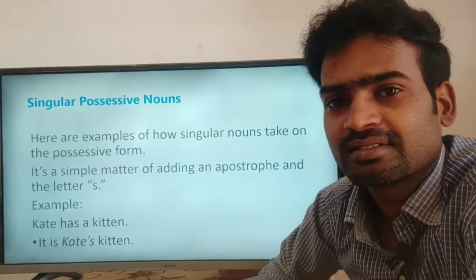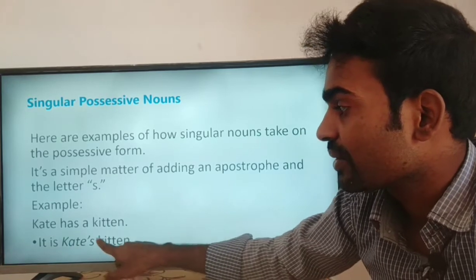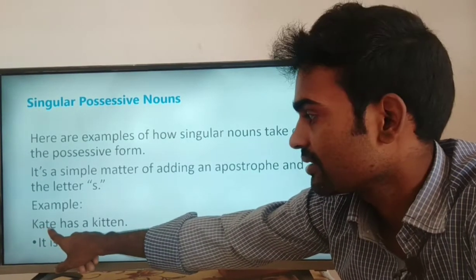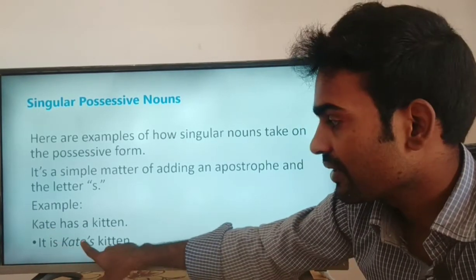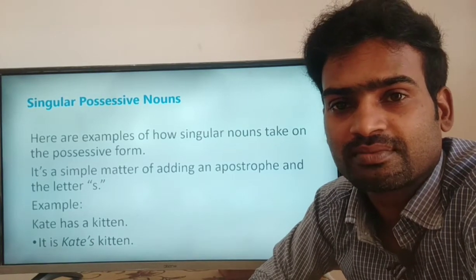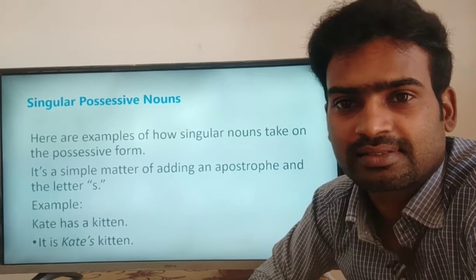Kate. Who is the thing? This is Kate's kitten. We have added, this is a singular noun, right? The singular, this is a person, Kate. We have added apostrophe and then S to make it a possessive form. Very simple, right? We have to add apostrophe and then S.